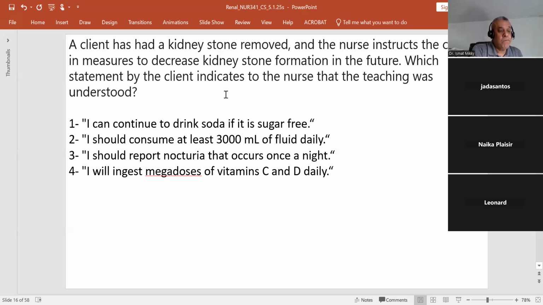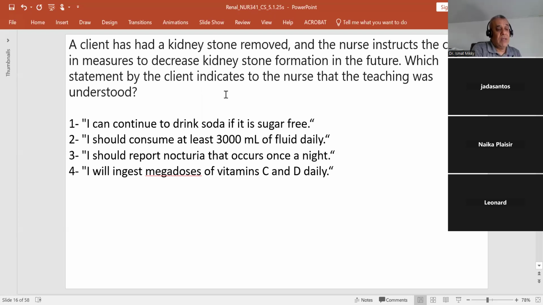What do you think? Fluid intake, Professor? Most of these questions, when it comes to prophylactically, what would you suggest to be taught to patients with a history of kidney stones? We always teach them to drink fluids, at least 3 liters of fluid daily. That's the minimum for anyone, especially those who have a history of kidney stones. Minimum of 3,000 mLs, 3 liters of fluid should be taken daily.